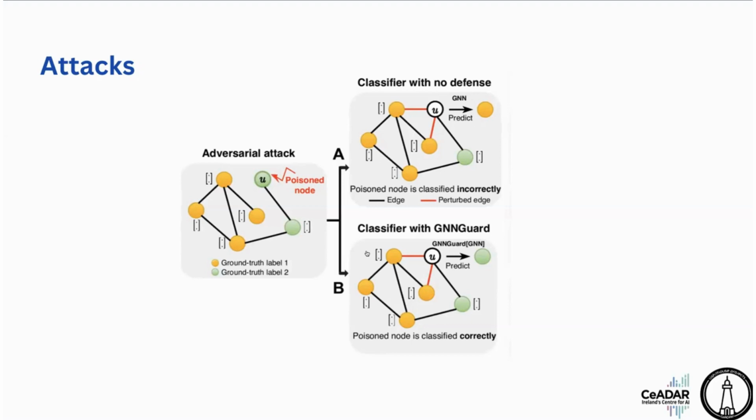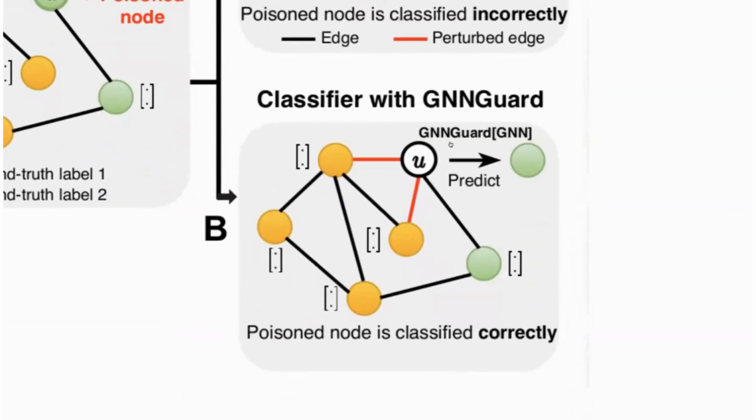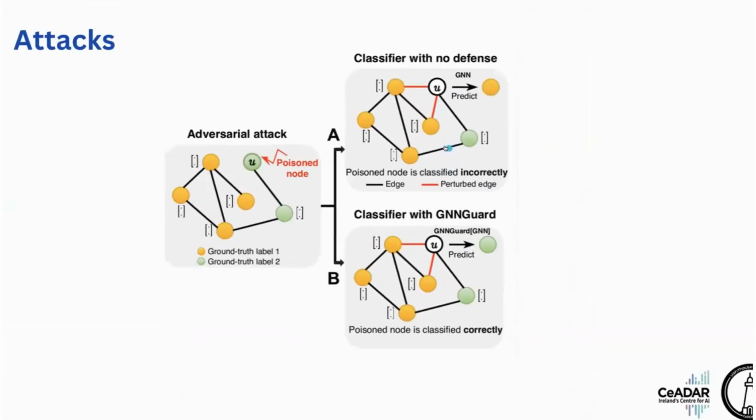You can see here as an example a poisoned node being classified incorrectly. But unlike that, here a node used as a poison is monitored by GNNGuard, and it can predict correctly. That means with a defense mechanism enabled, we can prevent attacks on graph neural networks.